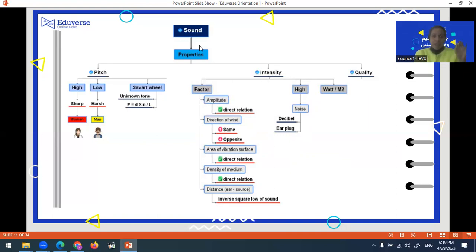So again, sound properties, we have 3: pitch, intensity, and quality. The pitch is directly proportional to the frequency, and it's the counterpart of the frequency. But what about the sound intensity?